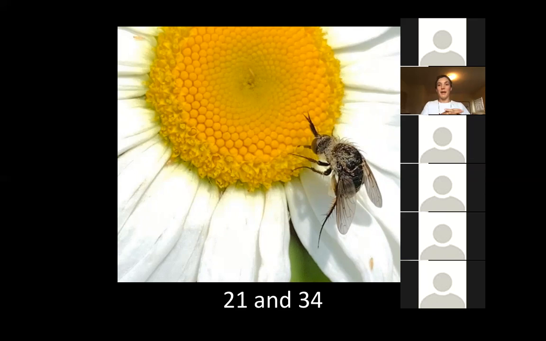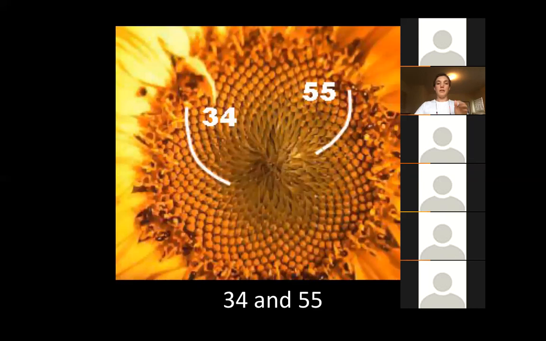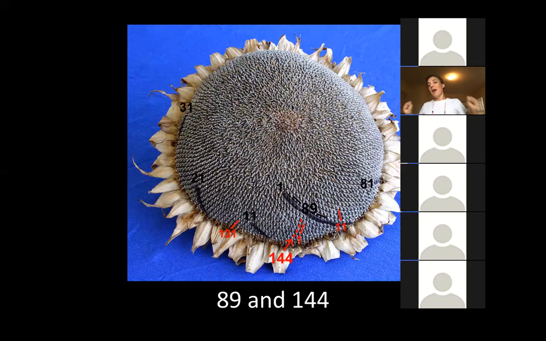In this case, I found 21 lines going one way and 34 lines going the other way. This is a picture of a sunflower where, again, you can see those curves. I hope you start to get the feel for it, and you can see 34 of them going one way and 55 of them going the other way. You'll have to take my word for it. And this is just a huge sunflower. Again, there are those lines. There are 89 of them going one way and 144 of them going the other way.